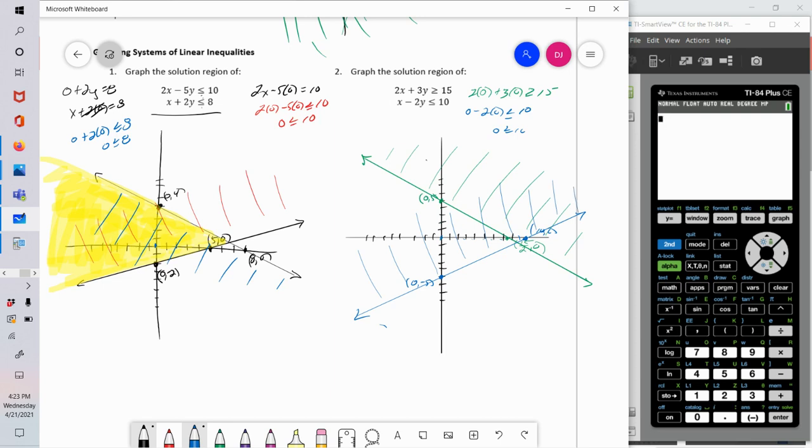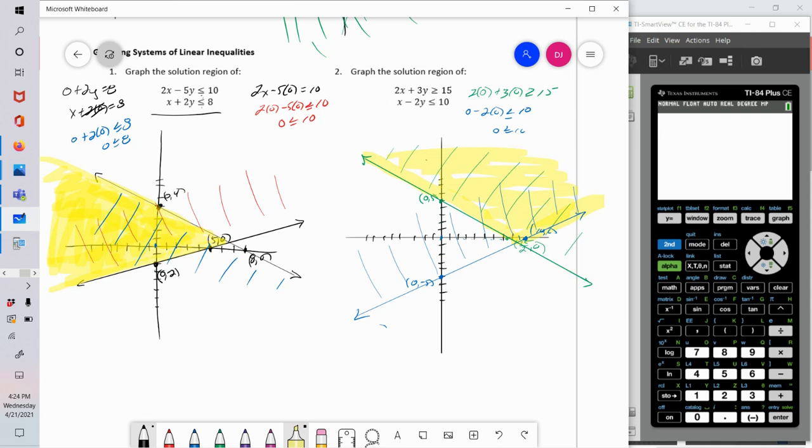My solution region is going to be that region that got shaded both times. So that's going to include this piece of this line here. It's going to include this piece of this line here. And it's going to include this entire shaded region that got shaded both times.